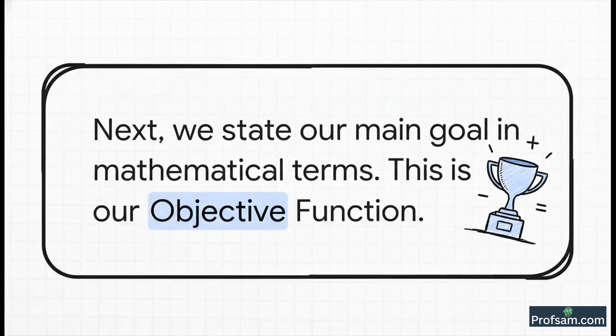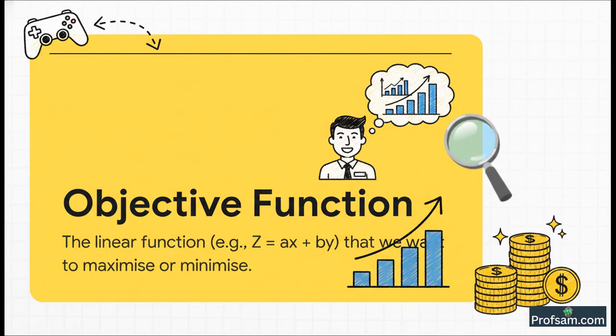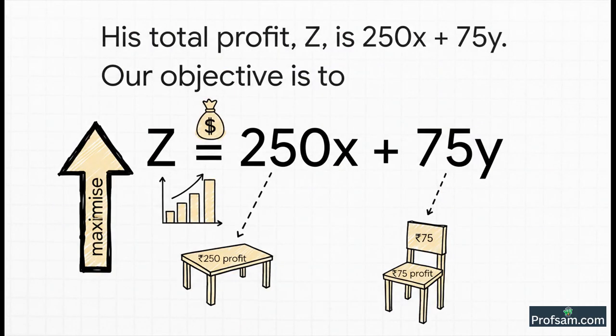What's next? Well, now we need to write down our main goal using math. And this has a fancy name. It's called the objective function. Now, objective functions sound super technical, I know, but it's not. Just go back to the game analogy. It's the score that we're trying to max out. For our dealer, that score is his total profit. That's his main objective. So, how do we write this down as a formula?